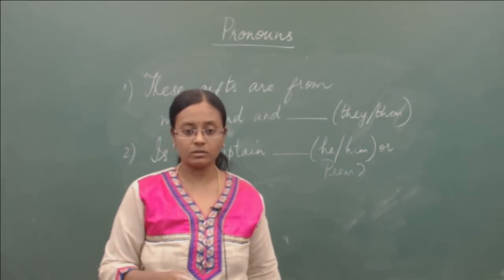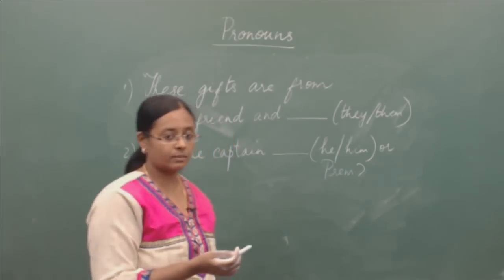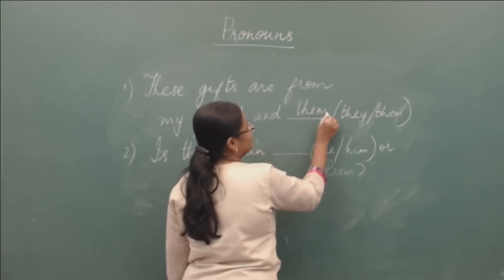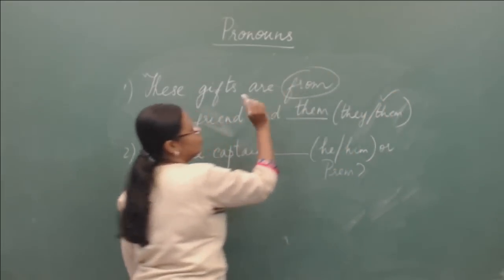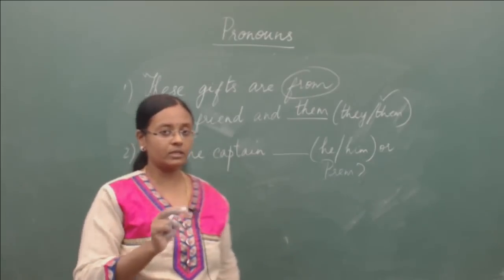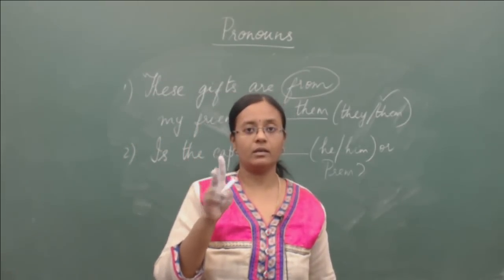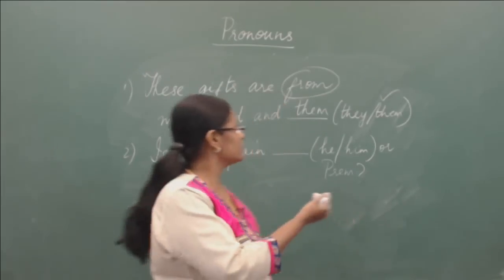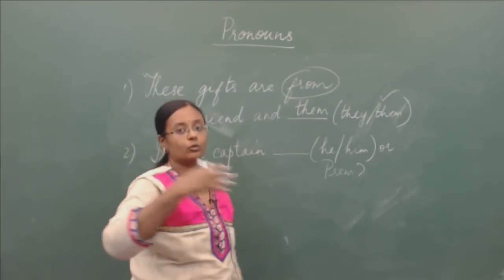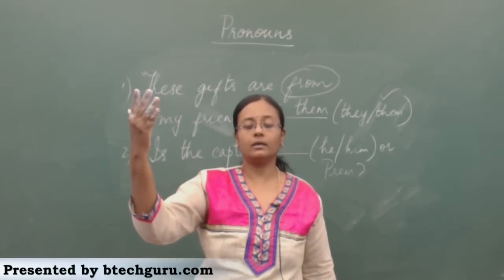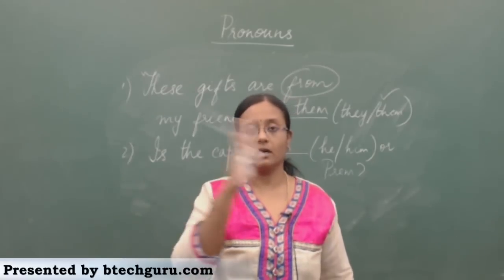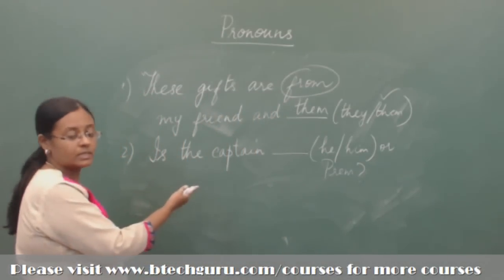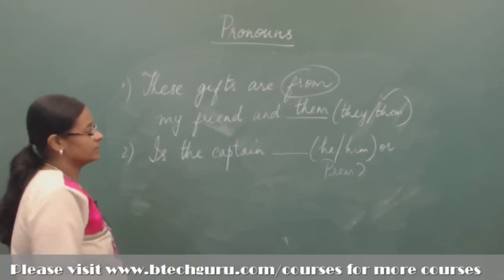Yes, do we have another question? I think I saw some answer. Okay, these gifts are from my friend and them. Them is right, because see, it is the object of a preposition. Remember, we learnt two situations where the pronoun is in the objective case. One is the object of a verb, the other is the object of a preposition. Here it is from my friend and them, for you and him, between him and me, if it is after the preposition.